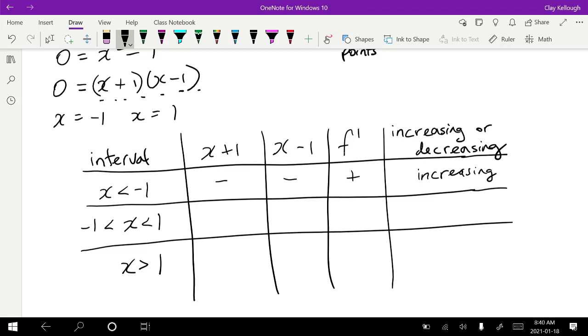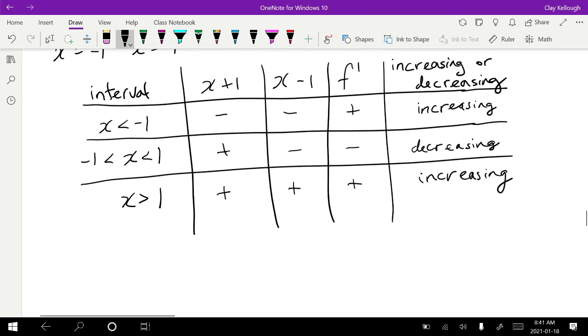What's happening between the two critical points? Well, I think the easiest number to work with between -1 and 1 would be 0. So 0 makes this a positive, makes that a negative. A positive times a negative is a negative. So we are decreasing between the two critical points. And then after the last critical point, as I go to the right, a number bigger than 1, 2 makes sense. That makes that a positive, makes that a positive, and I get a positive. So we're increasing again.